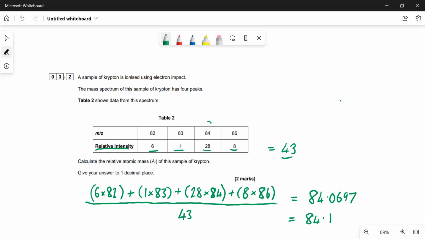Maybe give that a common sense check. Yeah, it should be about 84, because look, that's the most abundant one. So it seems about right. If you get an answer which is like 60 or something, then you've obviously done something wrong.